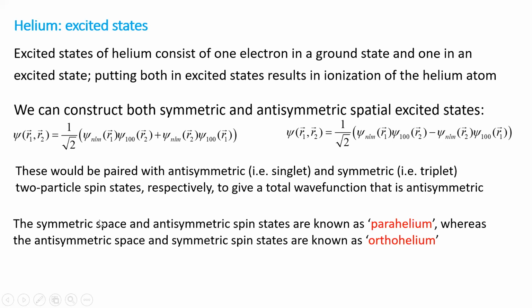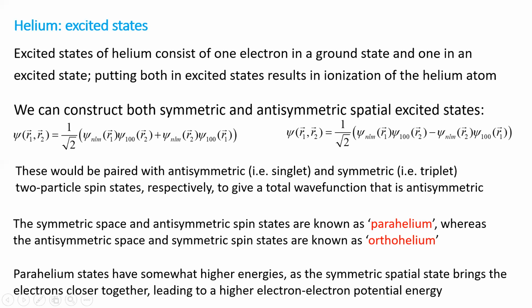So there's terms here: the symmetric space and antisymmetric spin states are known as parahelium. So if we have a symmetric space state, this guy right here, it's known as a parahelium state. Whereas the antisymmetric space, so this one right here, and the symmetric spin states are known as orthohelium, okay? That's just a terminology that arose in the study of helium.